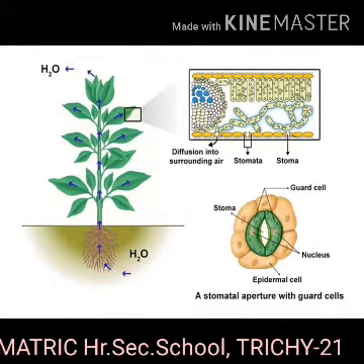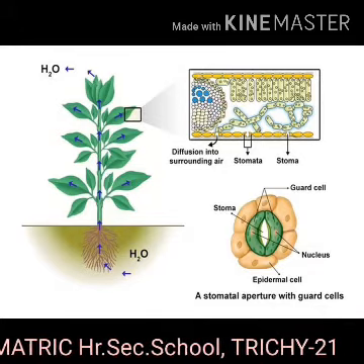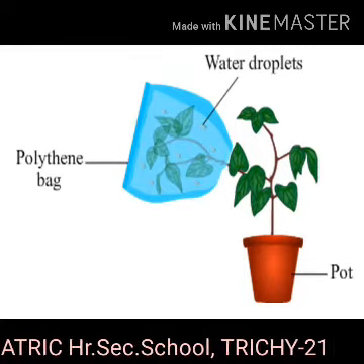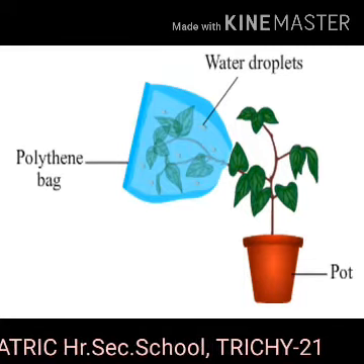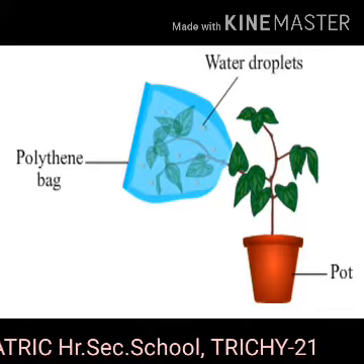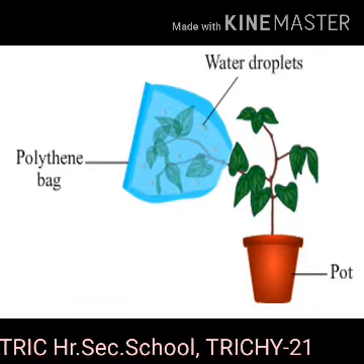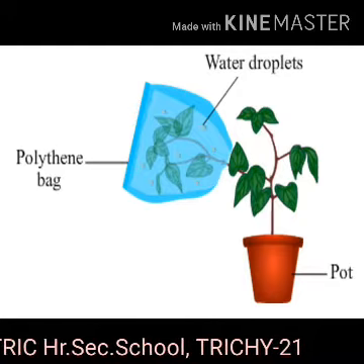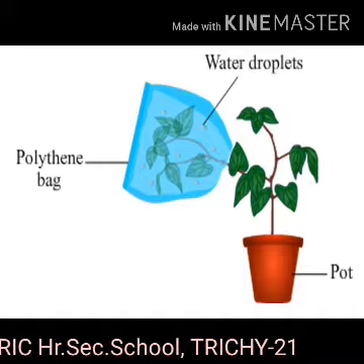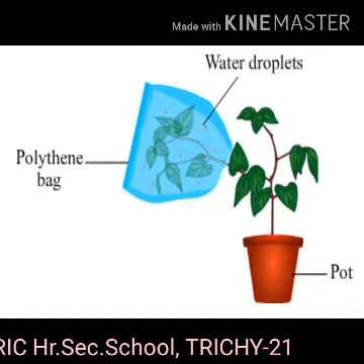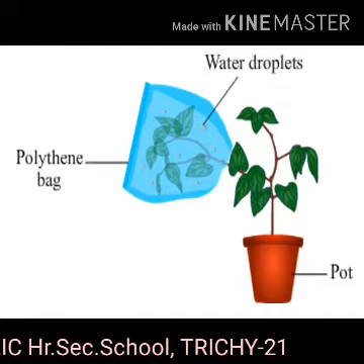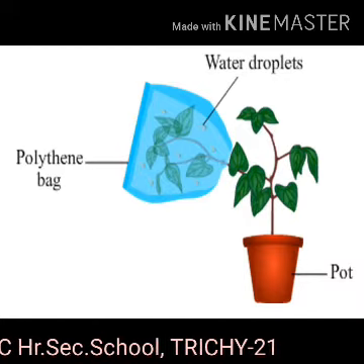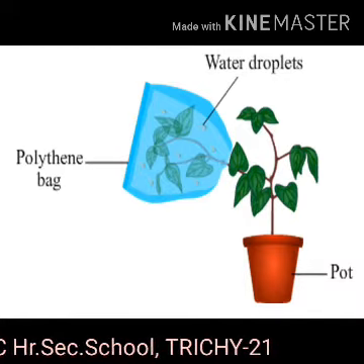So, for transpiration, let us do an activity. Take a plastic bag and tie it over a leaf and place the plant in light. You can see water condensing inside the plastic bag. The water is let out by the leaves. Why does this occur? Because transpiration is taking place in the leaf.